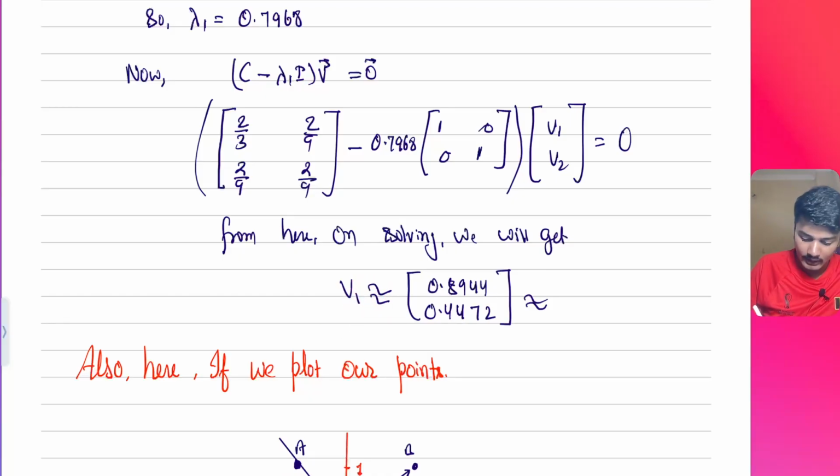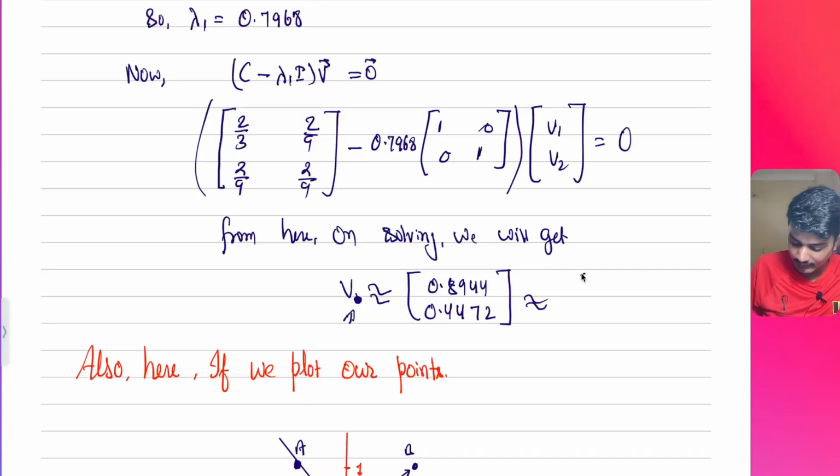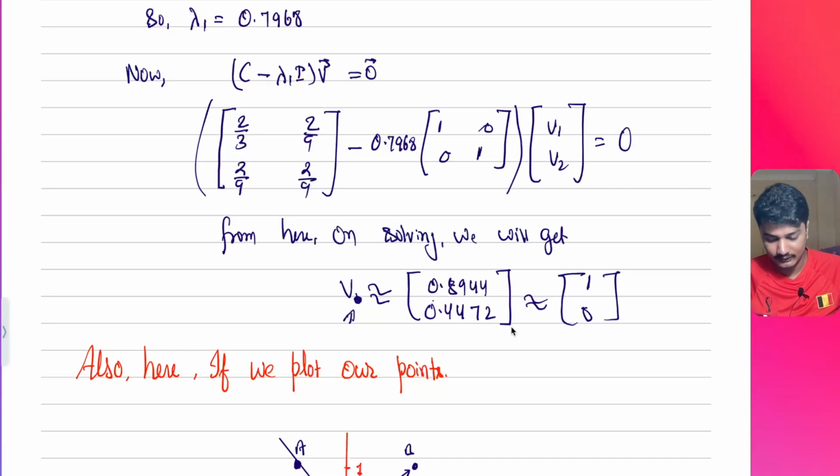Okay, so it's basically v, not v1. So v will come as this. Now you will say it should come as 1 and minus 1. So approximately it is nothing but 1 and 0. Okay, so this will go to 1 and this will go to 0.